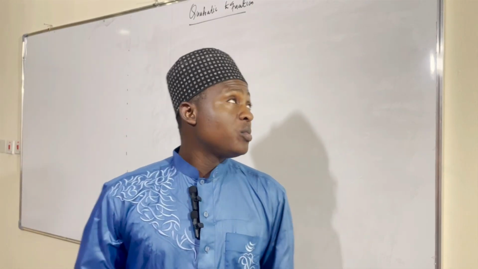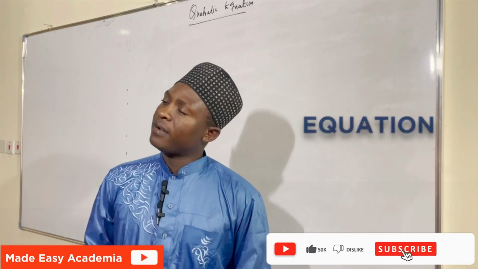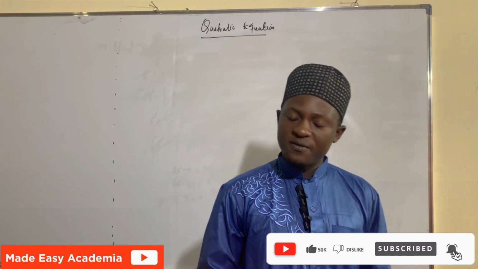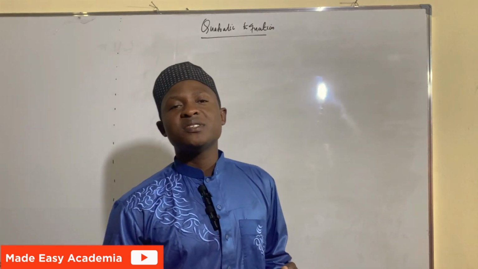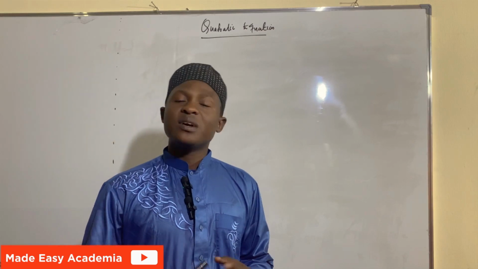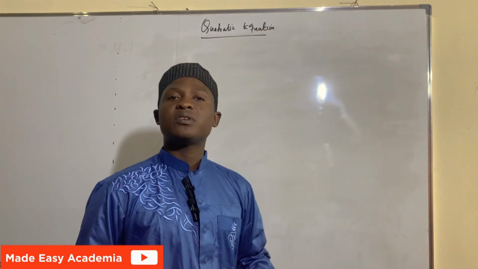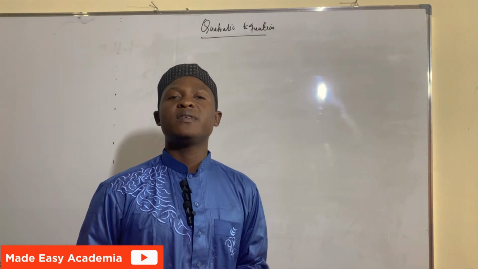So now what we have today is quadratic equations, because in maths we have different types of equations. We have Lagrange equations, we have simultaneous equations, we have linear equations, Gauss-Jordan, there are many like that. The main one we are going to talk about today is the quadratic. It's also one of the equations that we have in mathematics.